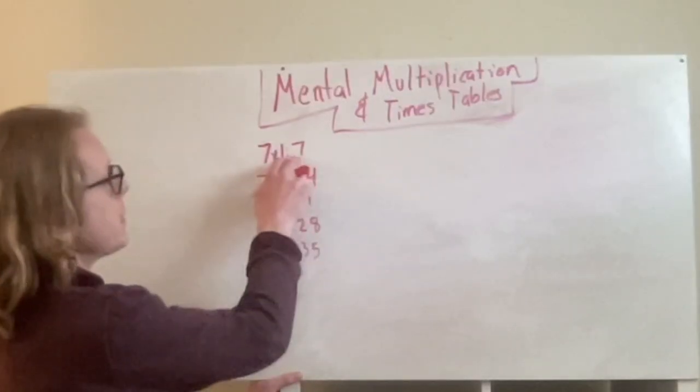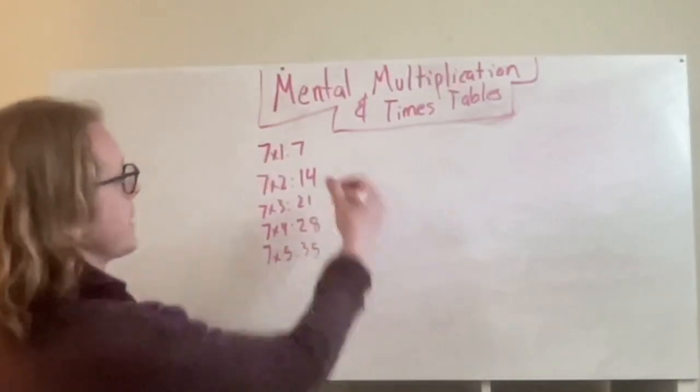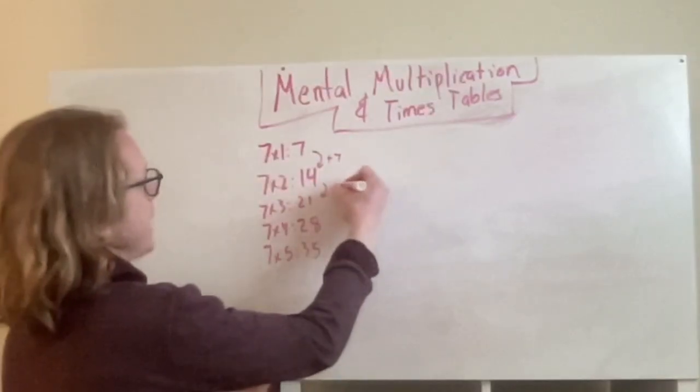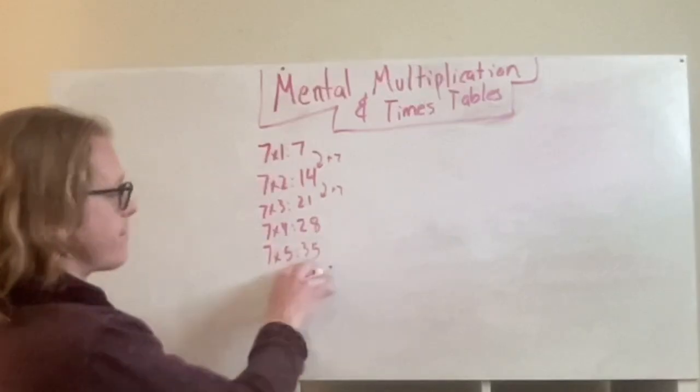7 times 1 is 7. 7 times 2 is 14. Notice to get from here to here, I just add 7. Add 7. 7 times 3, 21. 7 times 4, 28. 7 times 5, 35.